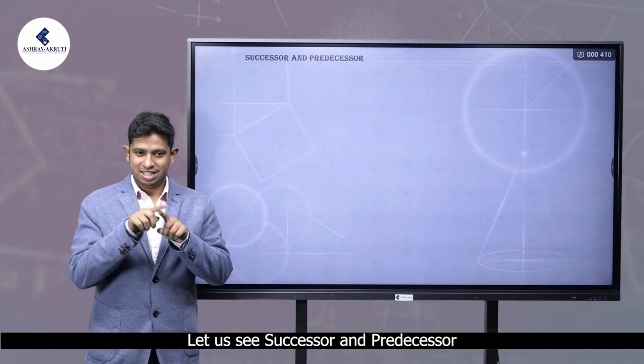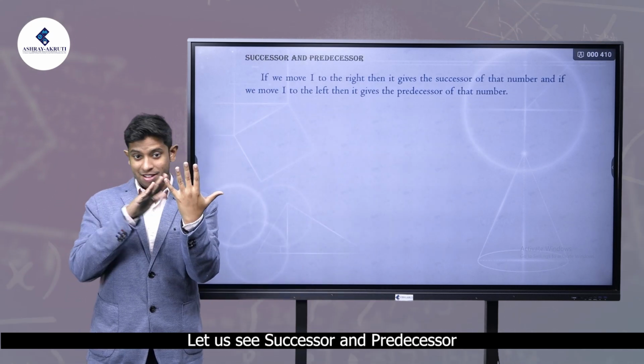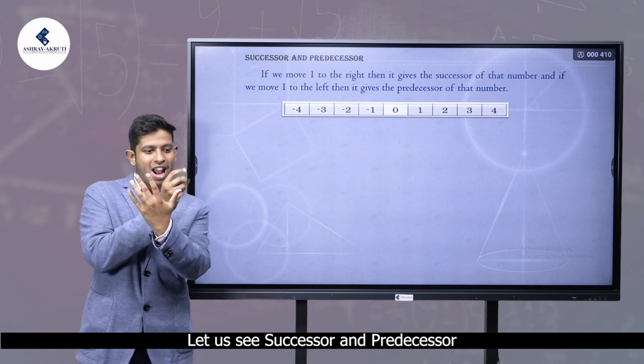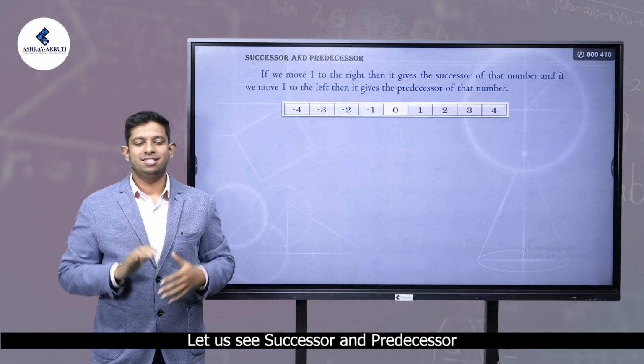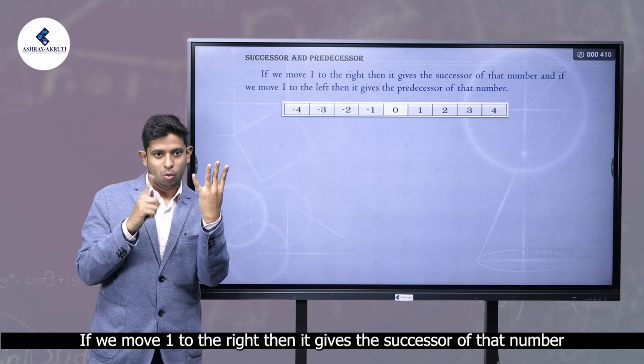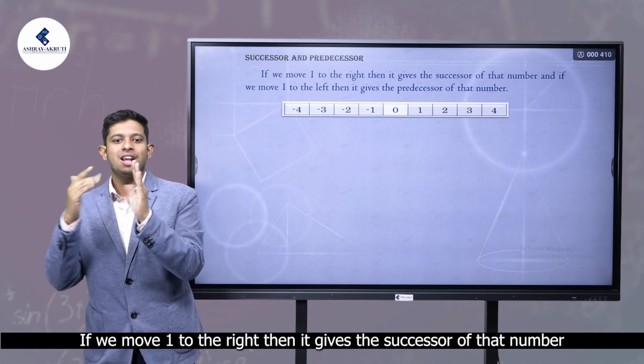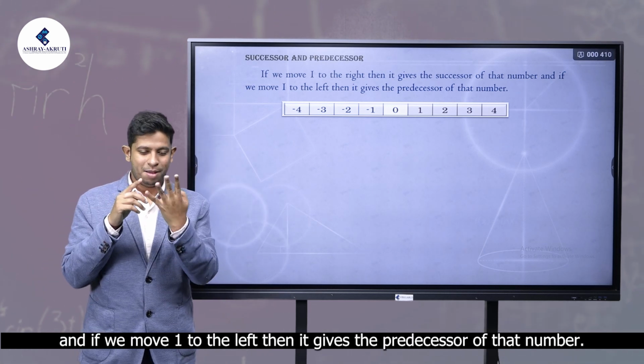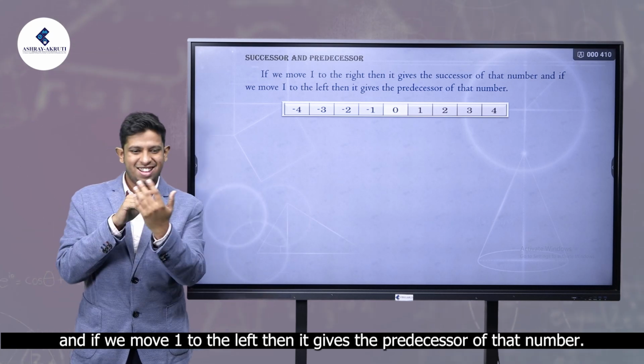Let us see successor and predecessor. If we move 1 to the right, then it gives the successor of that number, and if we move 1 to the left, then it gives the predecessor of that number.